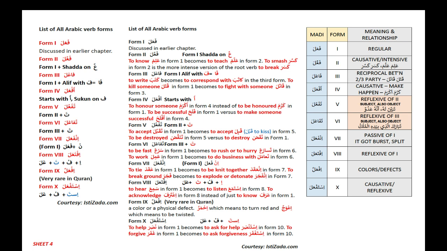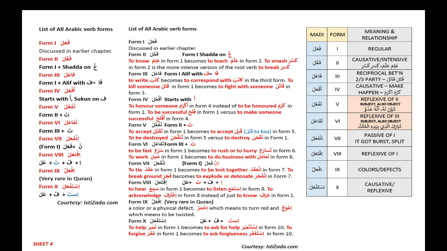Form 5, tafa'ala. So it's form 2 plus ta added. The word qabila means to accept, to do qabul. But in form 5, taqabbala means also to accept. Naqada means to destroy something. But tanaqqada means to be destroyed himself or herself or itself.